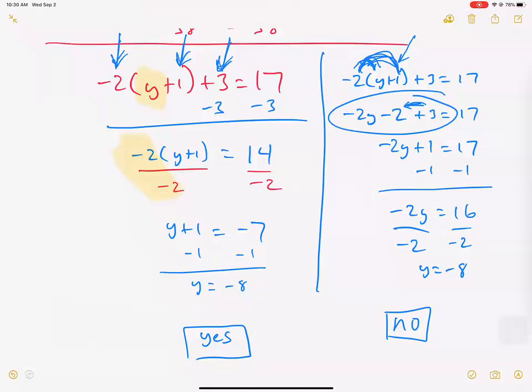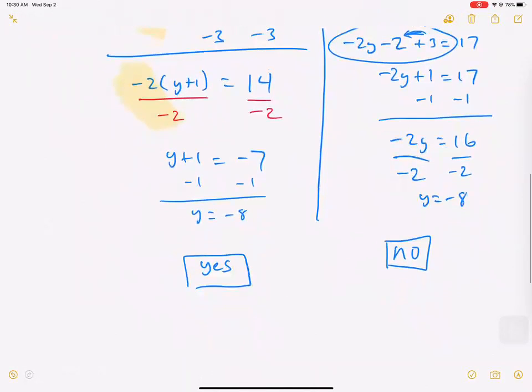Now, is there a wrong way? No, as long as you follow the order of operations and do inverse operations, both of these are actually 100% okay. Now, let's go through another problem.